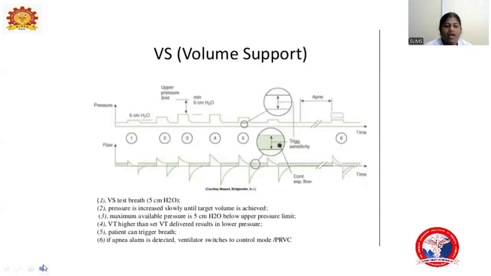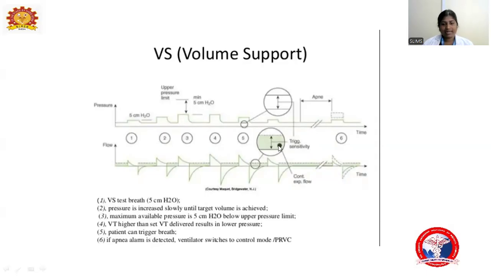So this is the volume support. First, in the first step, a test breath is provided at 5 centimeters of water. The pressure is increased slowly until target volume is achieved. So the pressure is increased in the range of 3, maximum 3 centimeters of water, not above that. So maximum available pressure is 5 centimeters of water below the upper limit. And tidal volume higher than the set tidal volume delivered results in low pressure here.